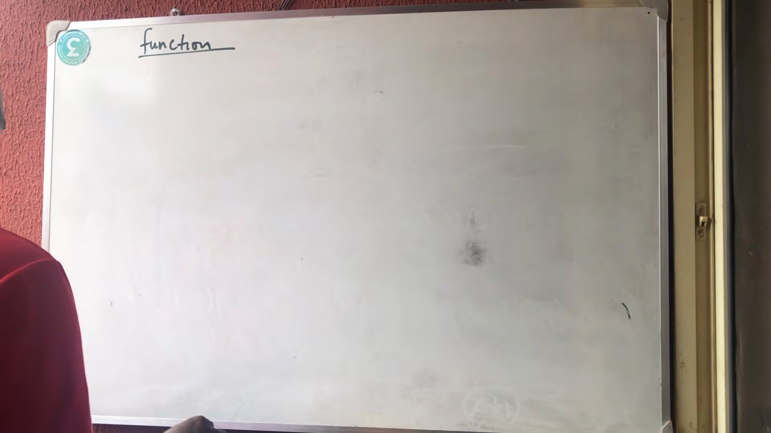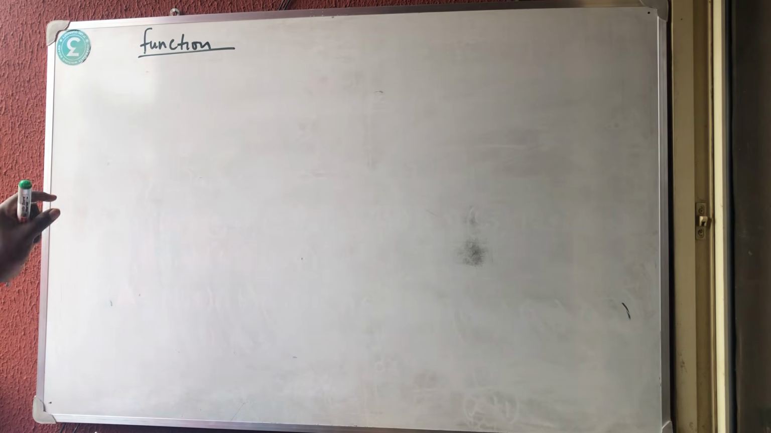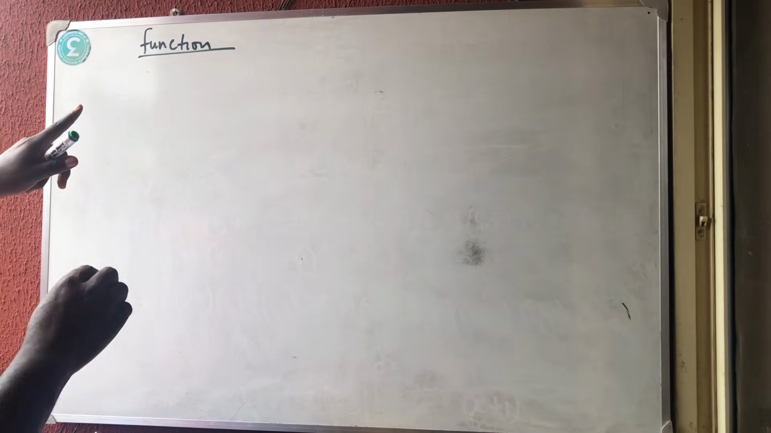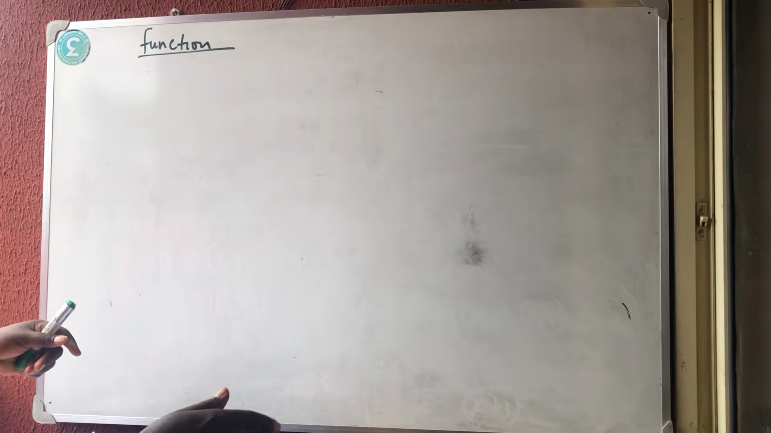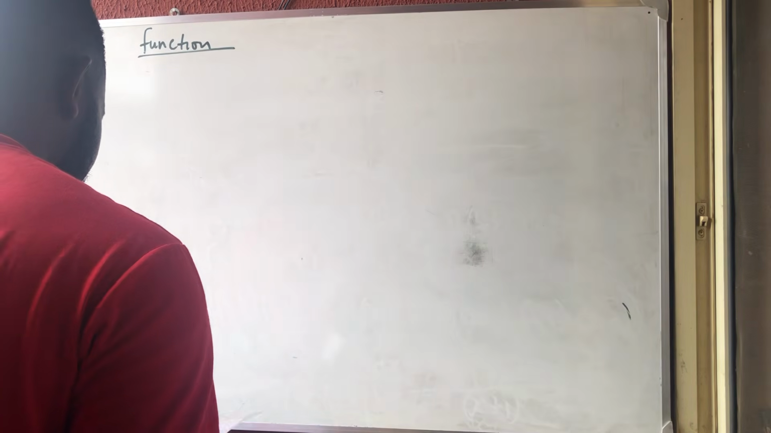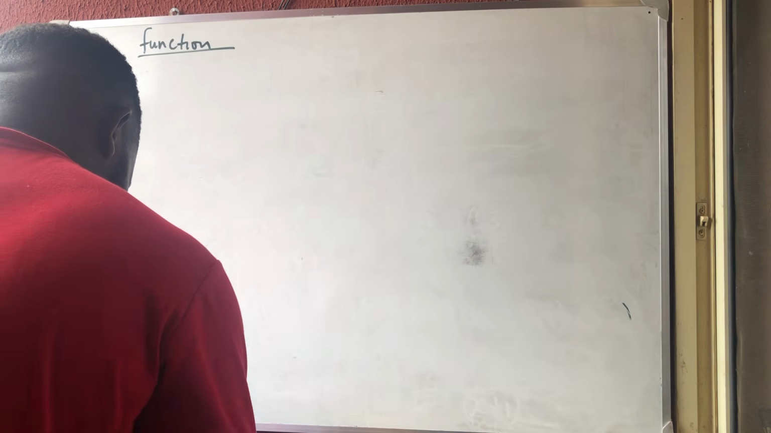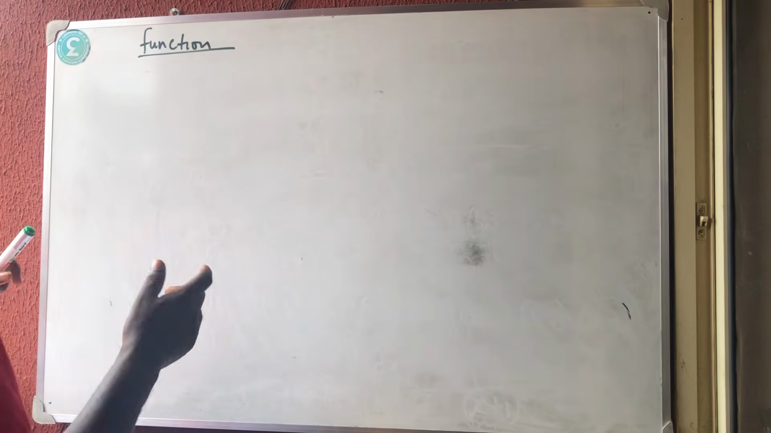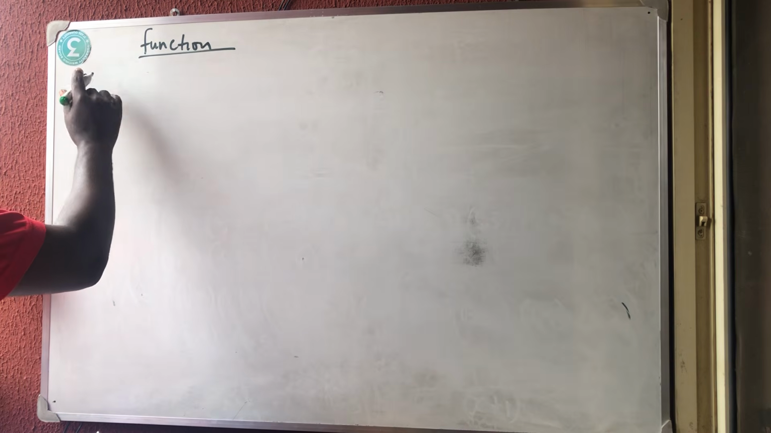Now the next one we are going to talk about is a function. What do you mean by a function? A function is simply a relation whereby a particular element of A gives a particular result, that is, a particular element of B. Let me explain by an example so you understand what I am saying. But before then, let me show you another example. We are still in a relation.